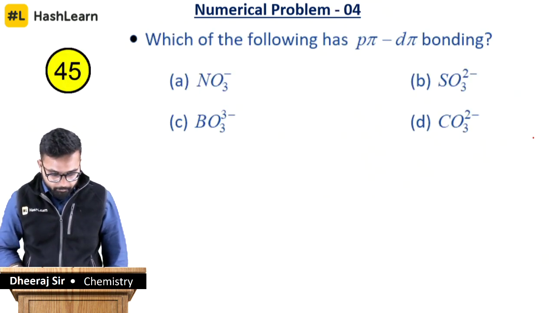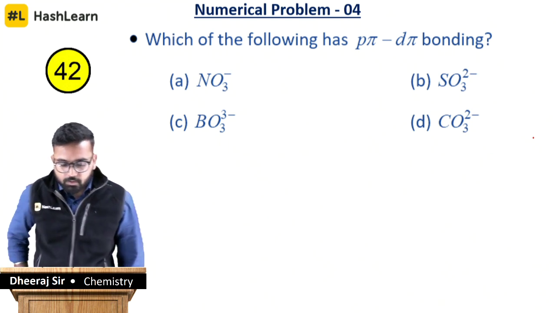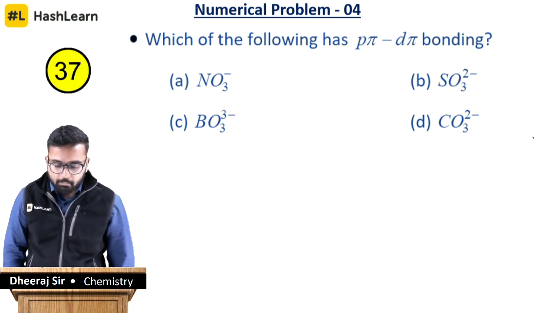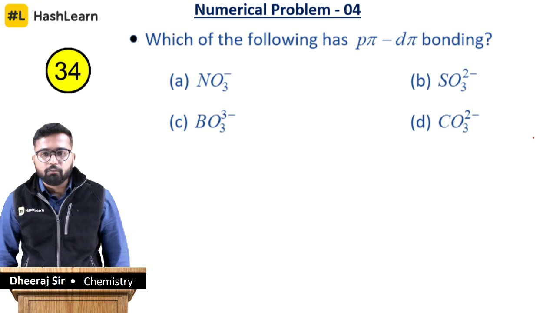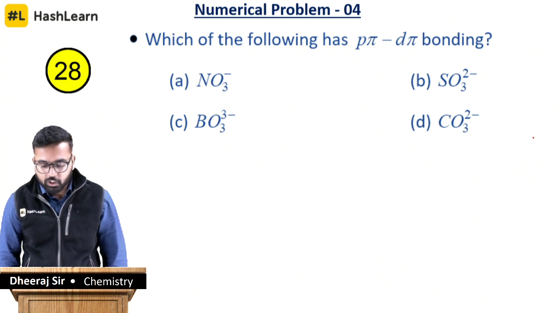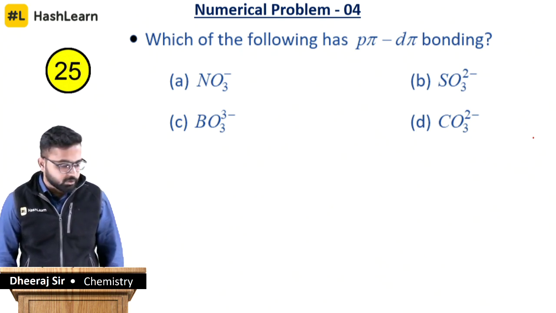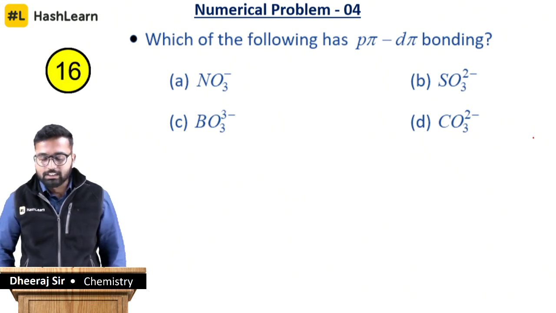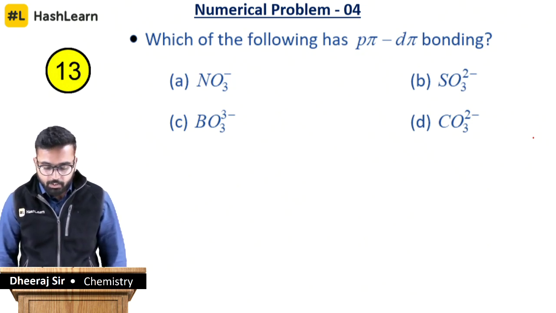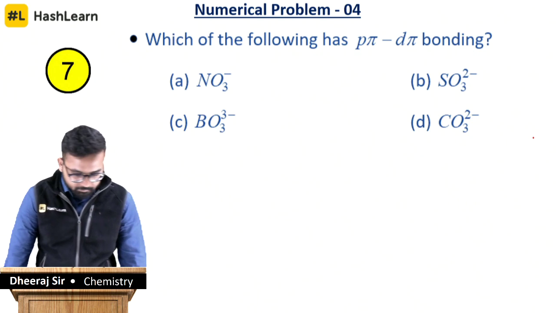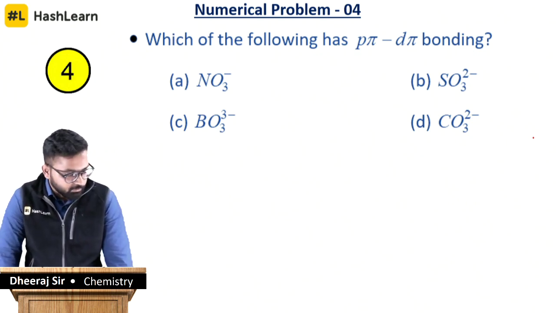So let us quickly proceed to the fourth question. I'm asking you, which of the following has p pi d pi bonding? So we are asking which of the following will form a pi bond between the unhybridized p orbital and the unhybridized d orbital? That's the question under discussion. So NO3 minus, SO3 2 minus, BO3 3 minus, and CO3 2 minus. That's nitrate, sulfite, borate, and carbonate ions. So which one is it going to be? The fourth question. Quickly go for it. So Sakshi says it's B.